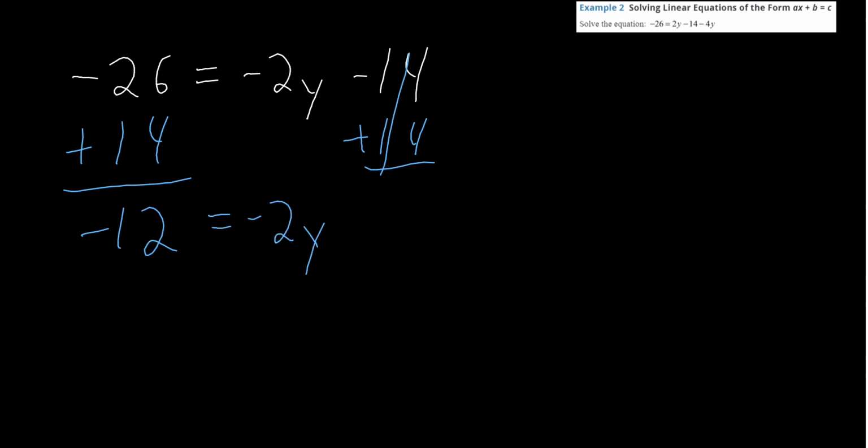And then from here, we need to divide by a negative 2, right? So divide by negative 2, divide by negative 2. What is negative 12 divided by negative 2? Well, 12 divided by 2 is 6. And then we have a negative over a negative, so we have a 6 over here. And that's equal to negative 2 divided by negative 2. The whole point of that was to isolate the y, so we have 6 is equal to y.